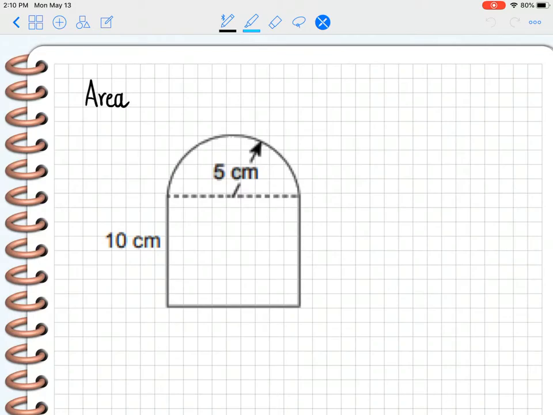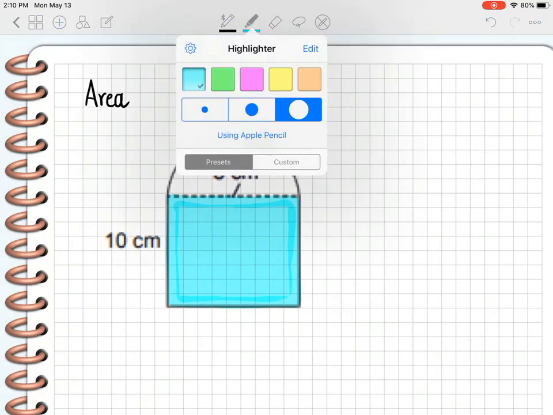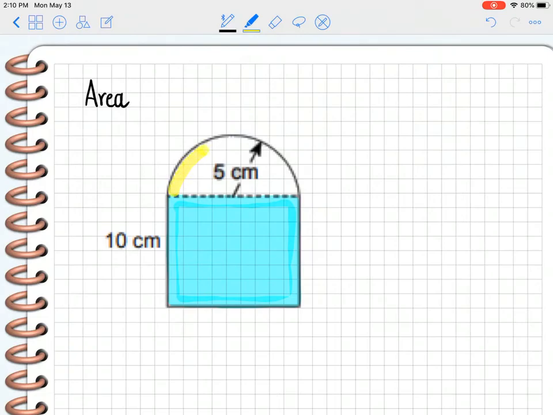And on this one, if you take a look with me, we have a square. This one really already has a parsing line, that dashed line. And this is the square on the bottom. That's 10 on each side. And then on the top, we have a half circle. Now that's very important. This is not a whole circle. So we have to be really, really careful with that part.